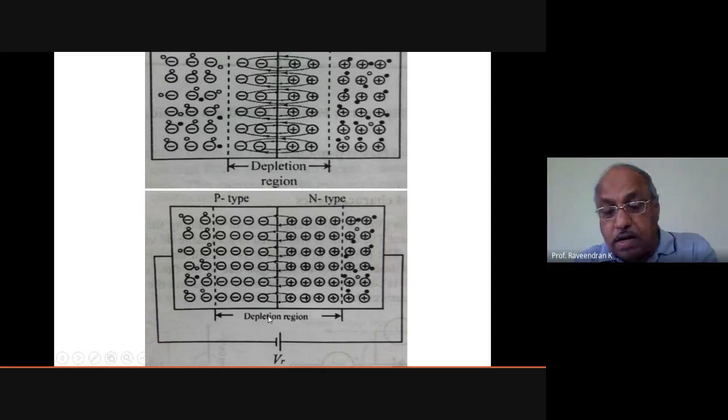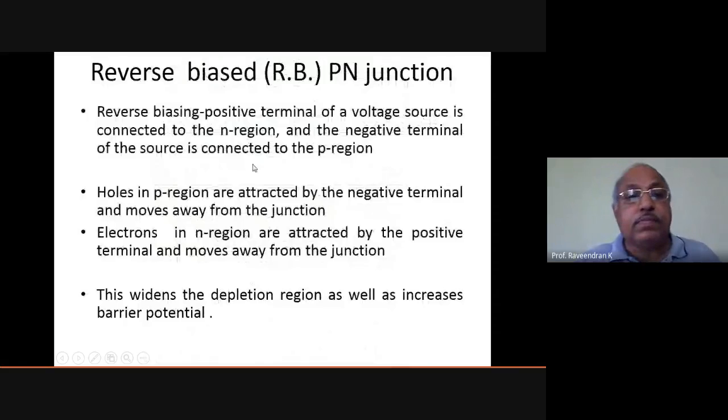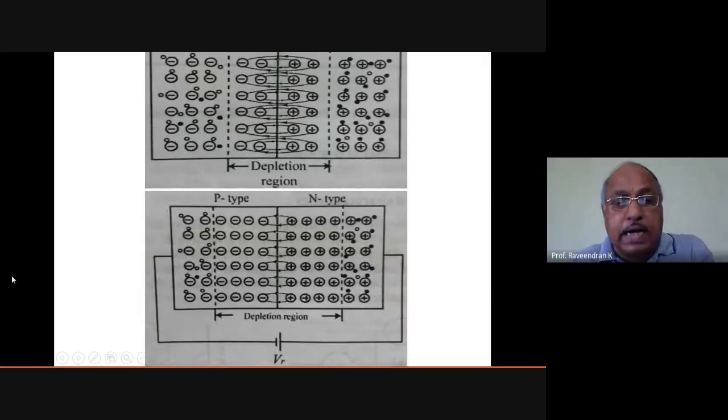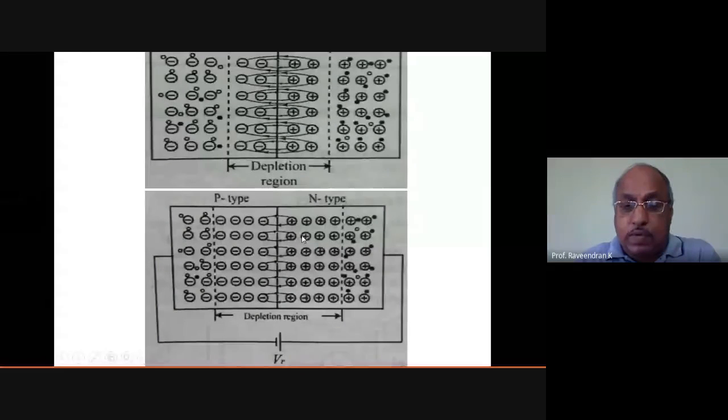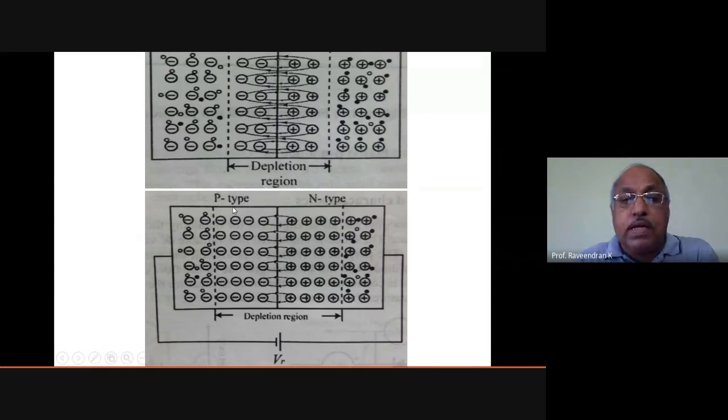Why is it called reverse biased? Because the holes in the P region are attracted towards the negative terminal. The electrons in the N region are attracted towards the positive terminal of the voltage source. So in effect, what happens here? The depletion region will be getting widened further.